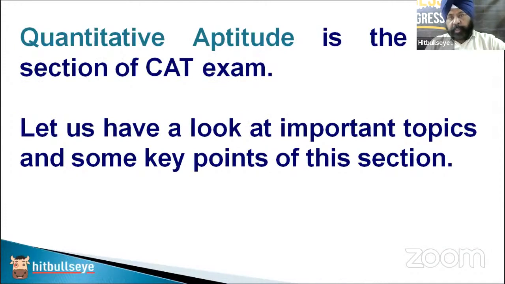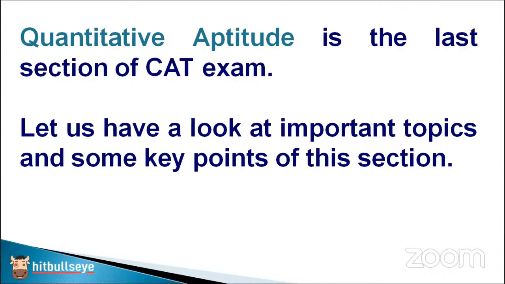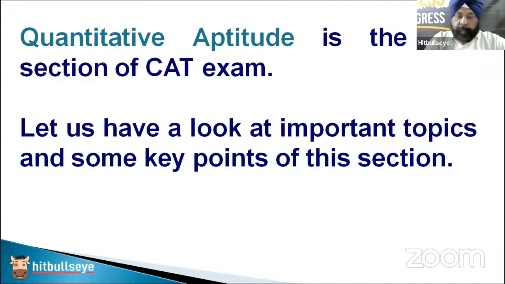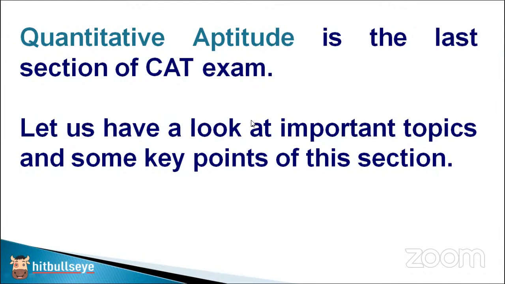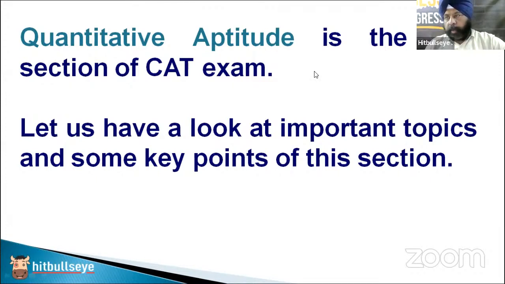Quantitative aptitude is the last section of the CAT exam. I hope you know there are three sections: one is verbal, one is DI, and one is quantitative. Earlier, before Corona, it was a 3 hour paper. Now it is a 2 hour paper with around 3 sections of 40 minutes each.